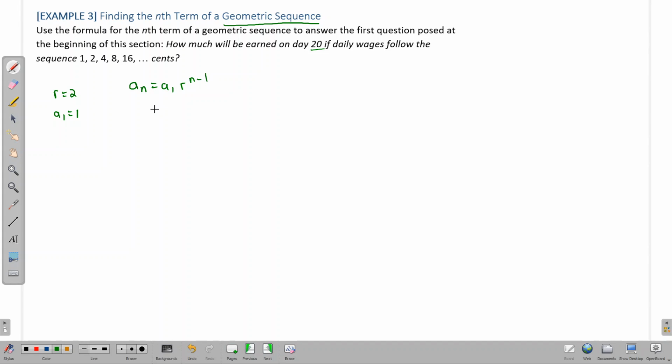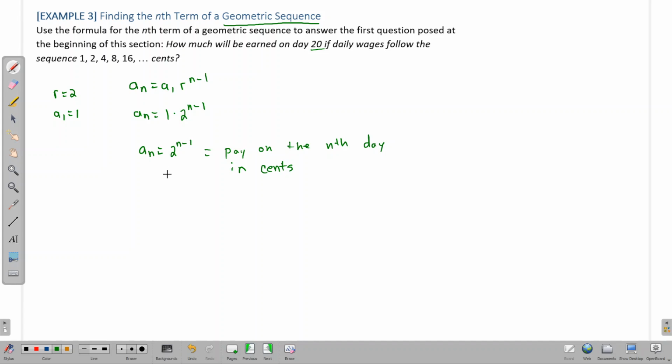Let's plug everything into that. So this gives us a sub n equals 1 times 2 to the n minus 1. Now, since the first term is 1, we really don't need to have it written here. We could simplify this. This a sub n is just 2 to the n minus 1. This equals the pay on the nth day in cents. So it's the number of pennies that you get paid on the nth day.